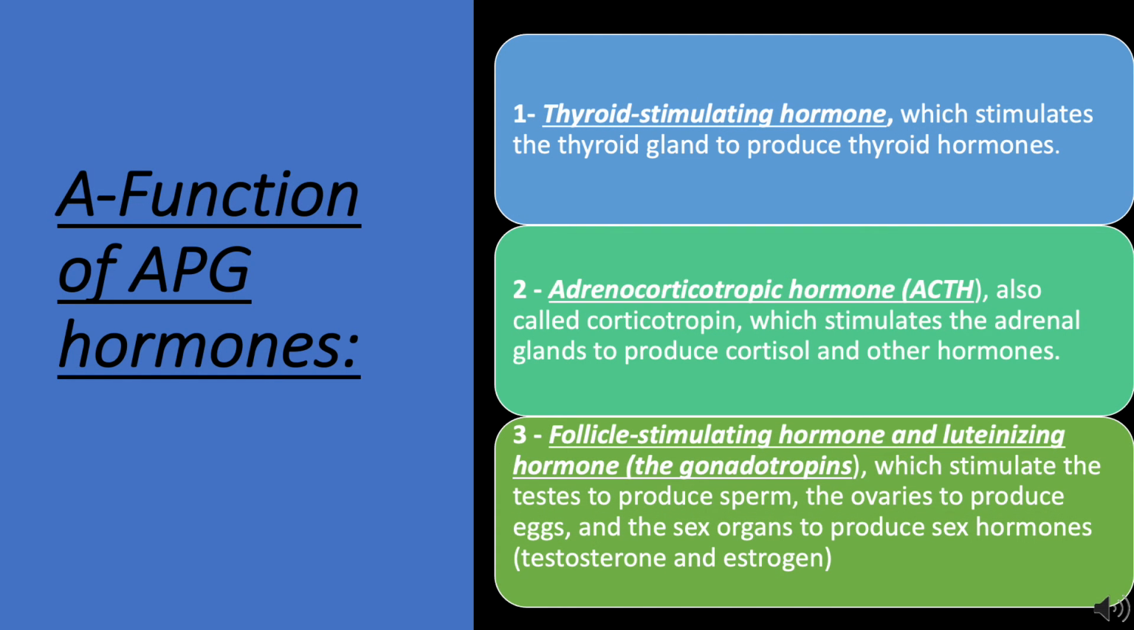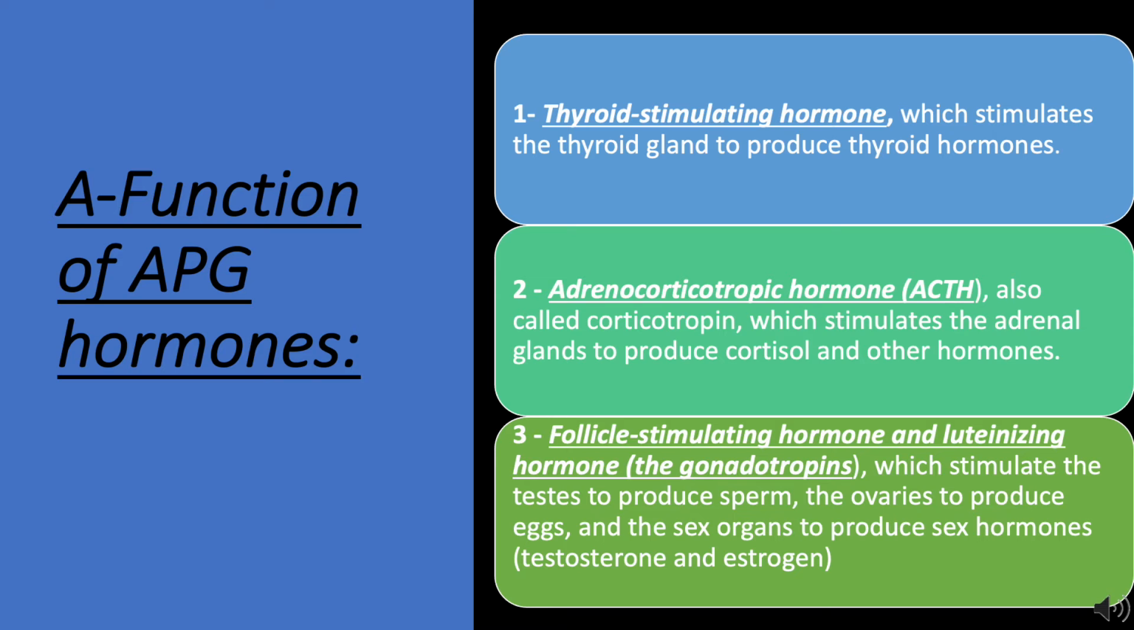Function of anterior pituitary gland hormones. 1. Thyroid-stimulating hormone, which stimulates the thyroid gland to produce thyroid hormones. 2. Adrenocorticotropic hormone, ACTH, also called corticotropin, which stimulates the adrenal glands to produce cortisol and other hormones.